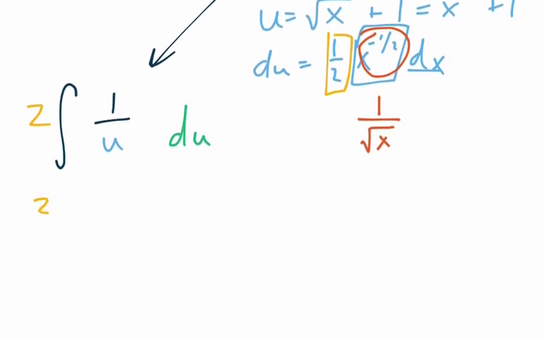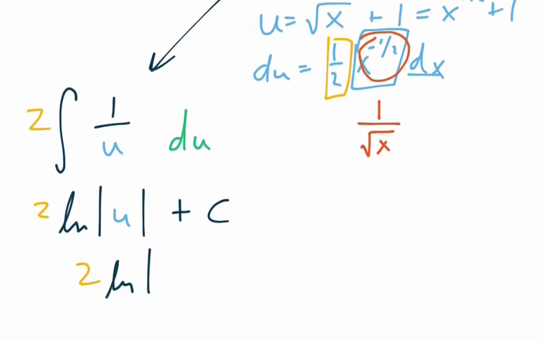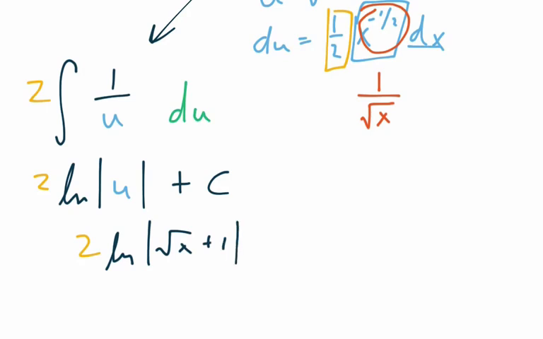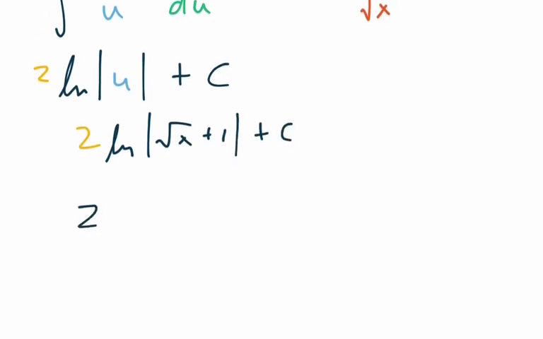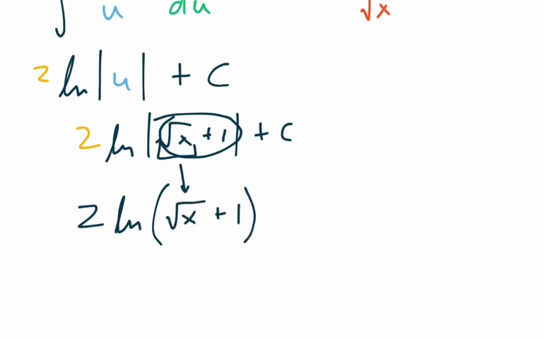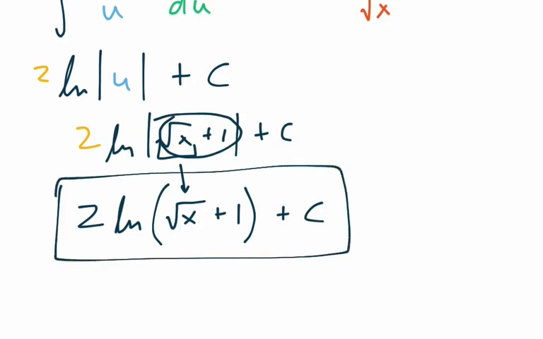And then we have 2 times the integral. That's natural log of absolute value of u, because we're doing the 1 over u rule, plus c. And then that becomes 2 natural log absolute value of the square root of x plus 1 plus c. And again, here's the type of problem where you can drop the absolute value because the square root of x always gives you a positive number or 0, but because we're adding 1 to it, this square root of x plus 1 will always be positive. Therefore, we can drop the absolute value to get 2 natural log of the square root of x plus 1, plus c, and that will be your answer.